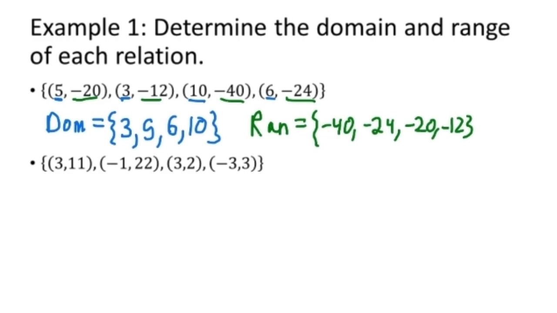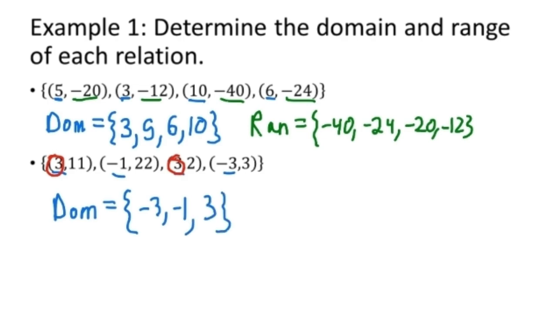Our domain, remember, is the set of all our input values, which here are 3, -1, 3, and -3. So putting them in numerical order, you have -3, -1. Well, notice with the 3, they do appear twice in our ordered pairs. However, whenever we're listing them out for whether it's the range or domain, we don't want to include duplicates. So even if a number appears 2, 3 times as a possible input or output variable, we only want to list it once in its domain or range. So our domain is the set containing -3, -1, and 3.